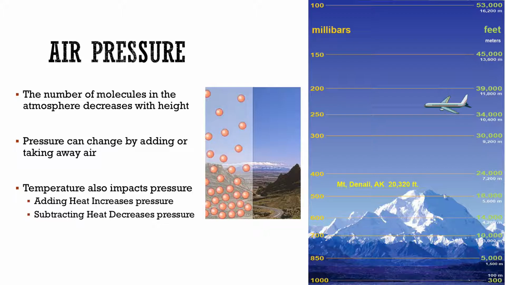The other method is by adding or subtracting temperature. If you add heat to a parcel of air, it actually increases the pressure. It excites all of those molecules. The molecules start going crazy and push against the boundaries of that parcel of air, which increases the pressure. Cooling it down slows those molecules down and decreases the pressure. That pressure change is important when we start talking about low pressure troughs and high pressure ridges.